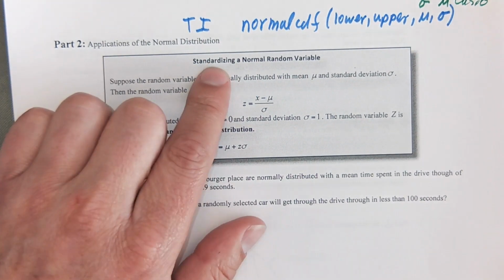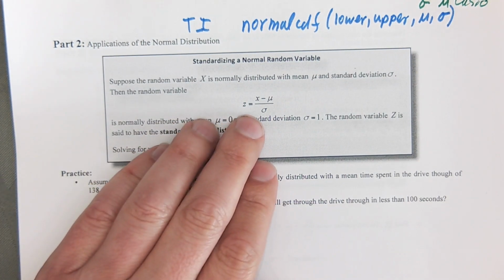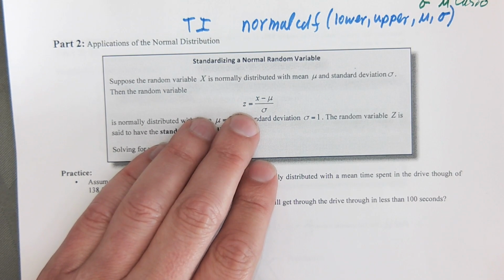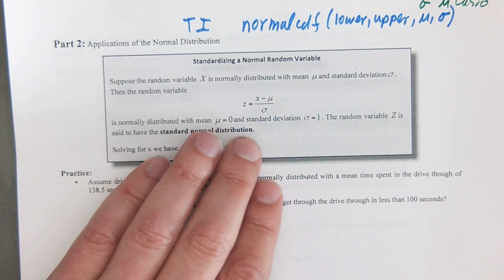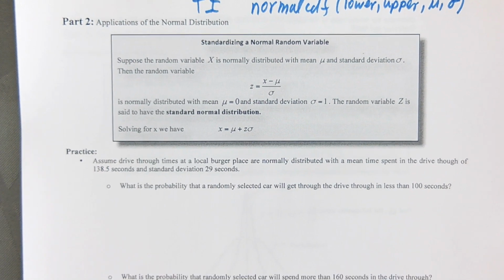And we're going to start with standardizing a normal random variable. What we do to get the standard normal is we convert it to a z-score. And if you remember, a z-score is the number of standard deviations away from the mean something is. So if the z is 1, that means it's exactly 1 standard deviation away from the mean. We're also going to be talking about area under the curve as a probability. We've already done that in a previous lecture.